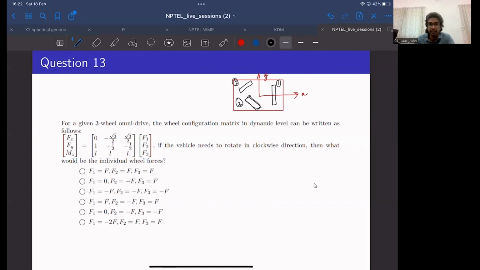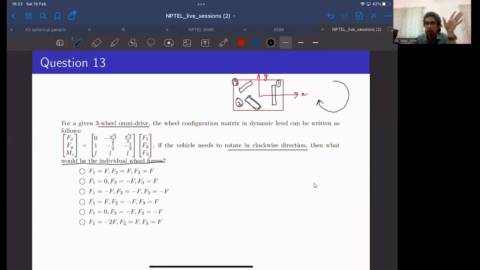And the question says the wheel configuration matrix of a 3 omni wheel drive is given. And if the vehicle needs to rotate in clockwise direction, then what would be the individual wheel forces? So clockwise rotation. If the body fixed frame is given, clockwise would be in this sense. This is the clockwise rotation. So if you want to rotate the robot in clockwise direction, what should be the forces?